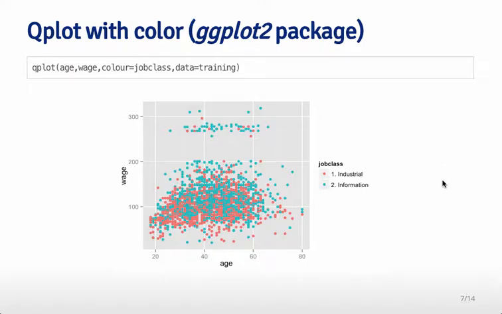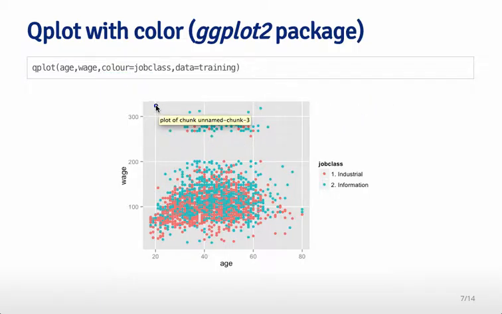So one thing that we could do is, for example, using the ggplot2 package, color that plot by different variables. So again, I plotted age versus wage. On the x-axis is age, and on the y-axis is wage. But now I've colored it by the job class. You can do that by passing the parameter color to the qplot function.